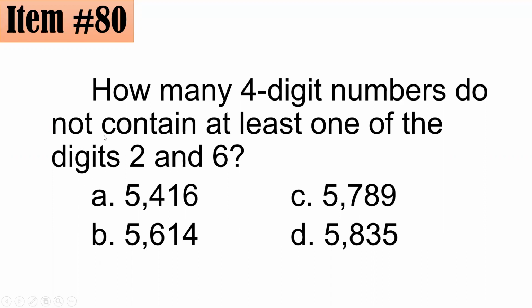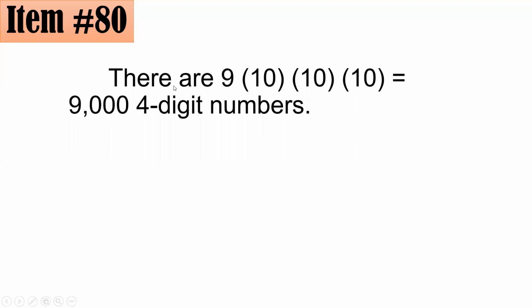Ito po yung technique. Hanapin po natin kung ilang 4-digit numbers ang merong at least one of 2 and or 6, at isa-subtract po natin siya mula 9,000. Di ba? There are 9 times 10 times 10 times 10 or 9,000 4-digit numbers. Bakit? Kasi sa thousands place, hindi ka pwedeng magbigay ng 0. Sa hundreds, tens, at saka ones, all of them are acceptable. That's why 9,000 4-digit numbers po.